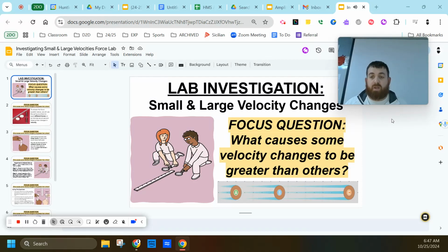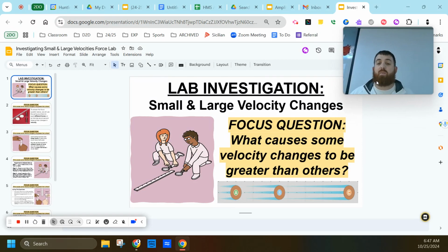Hey everybody, Mr. Regan here, and today we're going to be running a lab where we're going to be investigating and exploring small and large velocity changes. As we explore this, we're going to be looking to answer our focus question: what causes some velocity changes to be greater than others? Or in other words, what causes some of those changes in motion we have seen to be larger or smaller than others? Why do some things speed up more or slow down more? Why do things start moving versus stop moving, and so on?